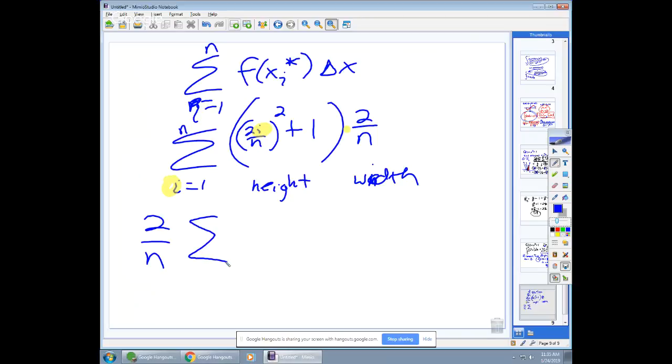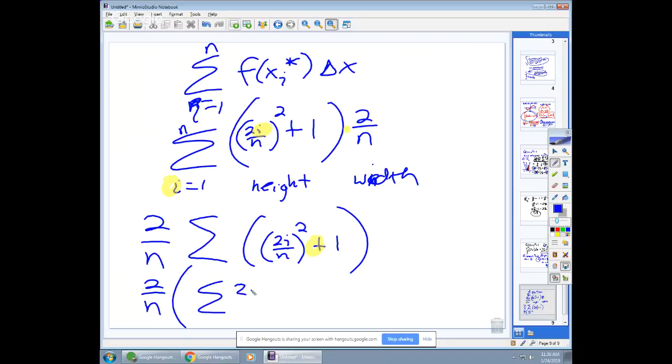Okay, so what's left inside the sum? What's left is 2i over n squared plus 1. Separate them. The big thing is I can separate the sum. So I'm going to break this into two sums. The 2 over n sticks around outside. Now I have the sum of the 2i over n squareds plus the sum of a bunch of 1s.